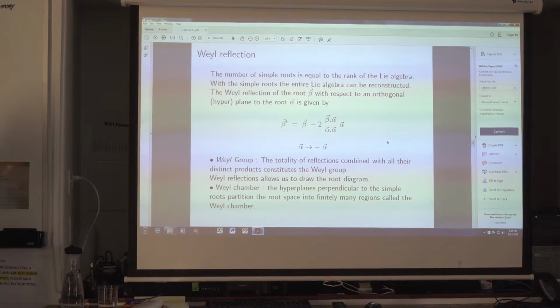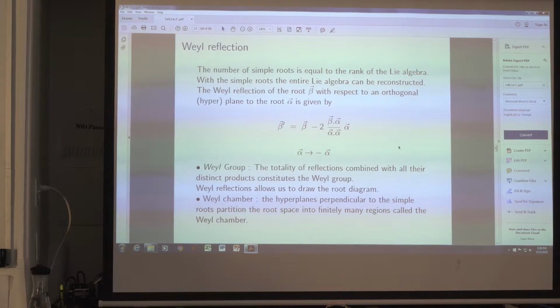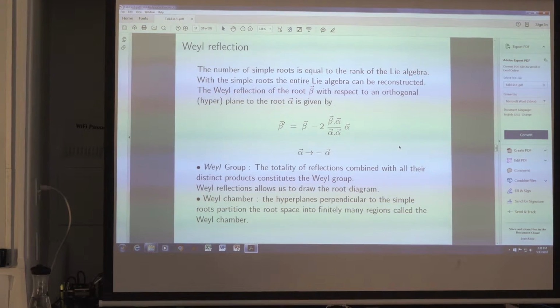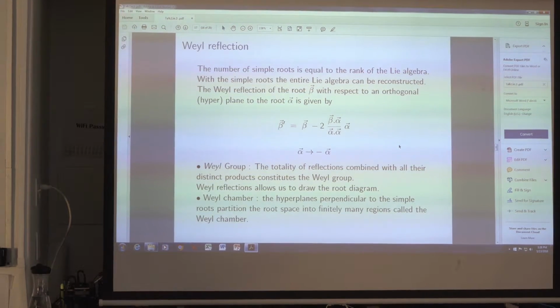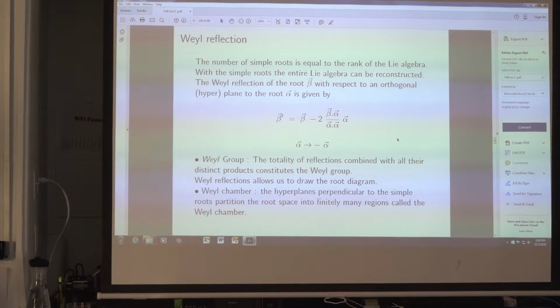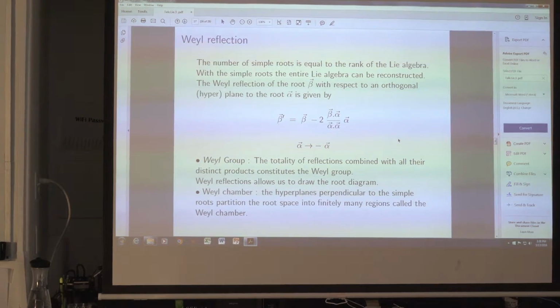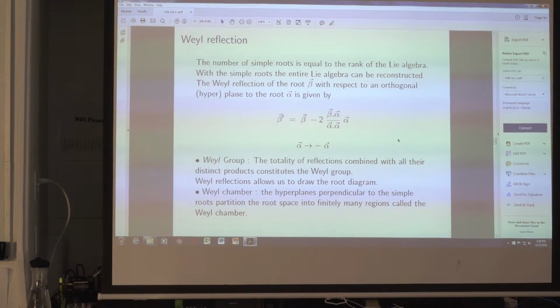Well, you start with the simple roots and then you perform reflections. As an exercise, I think it's very nice. It's not very hard to prove, it's just doing vector algebra. I can prove it to you, but it's not that hard.